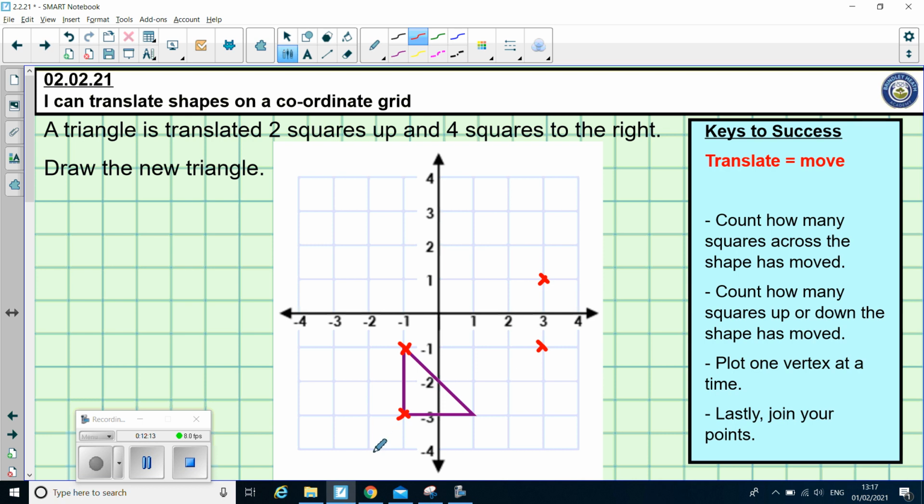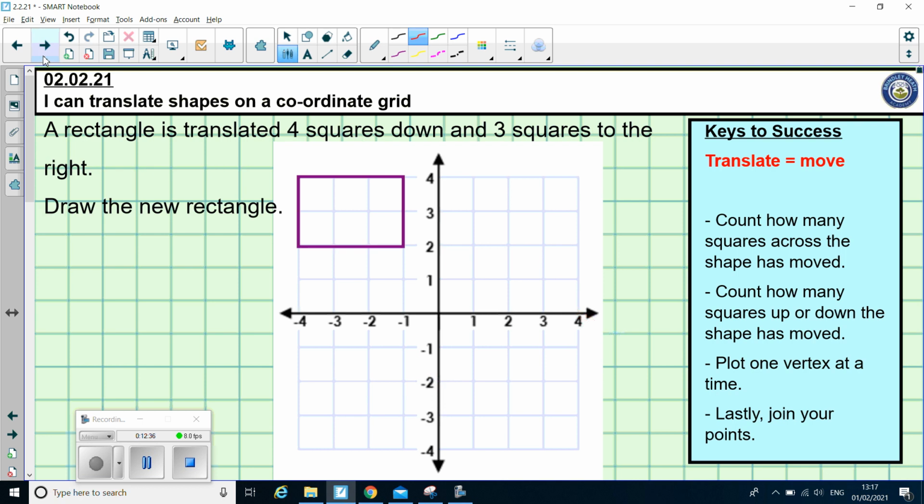And finally, I have got this third vertex here. And I need to go 2 up and 4 squares to the right. 1, 2, and then 1, 2, 3. Unfortunately, I'm going off my grid a little bit here. 4. And finally, I need to join my points together. So I've got my new triangle.